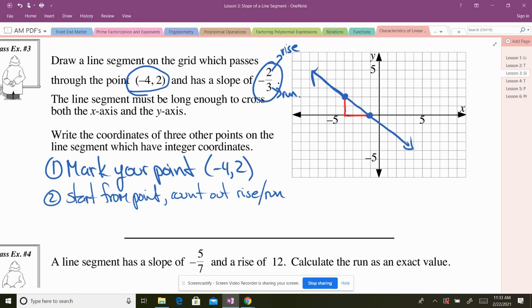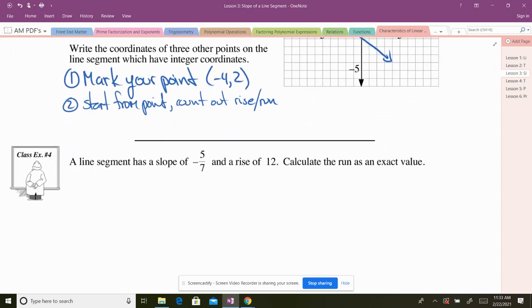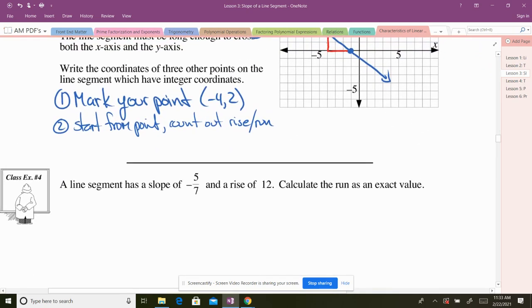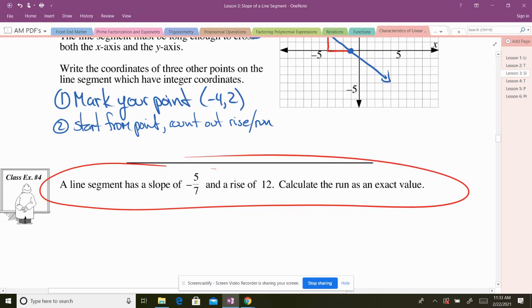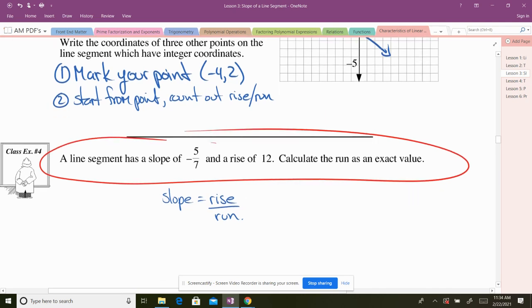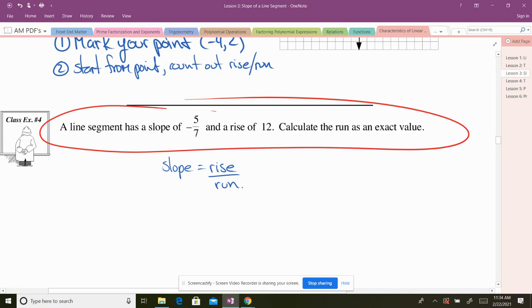All right. Last question of the day. Now, word problem, everybody's favorite. So, they're telling us the slope is -5/7. They tell us the rise is 12. We only have one formula for slope. What is it? That's right. So slope equals rise over the run. Okay. What is my slope? That's right. -5/7. So you plug it into the formula.